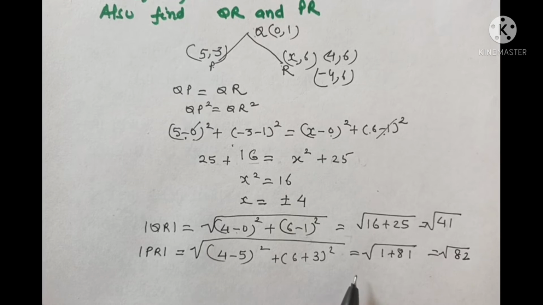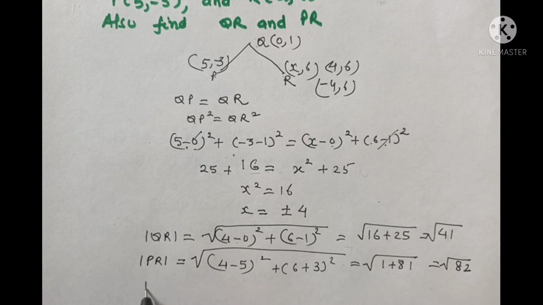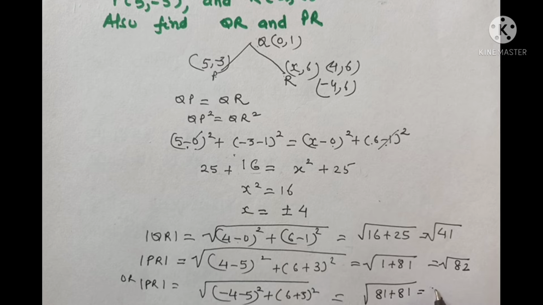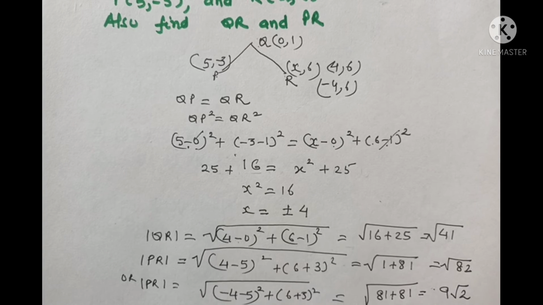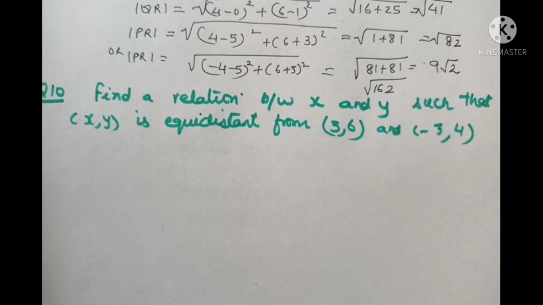But in case of PR, (minus 4, 6) is going to give you a different answer. So the second answer for PR will be, using minus 4 minus 5 whole square plus 6 plus 3 whole square, which gives me minus 9 square, that is 81, plus 9 square, that is 81, or I get it as 9 root 2. So these are the answers for question number 9.